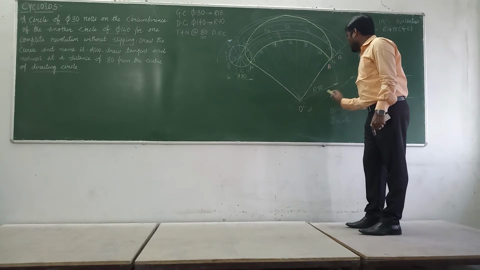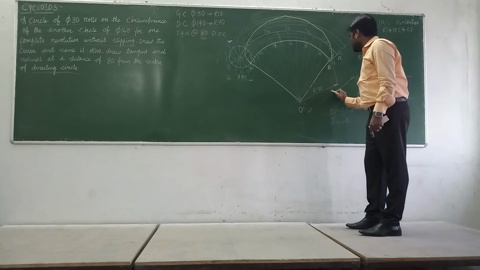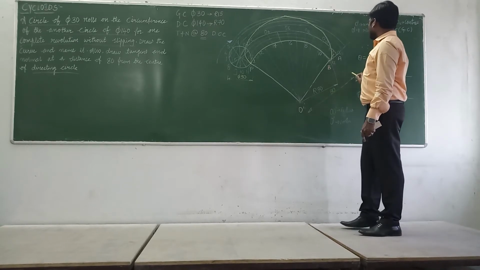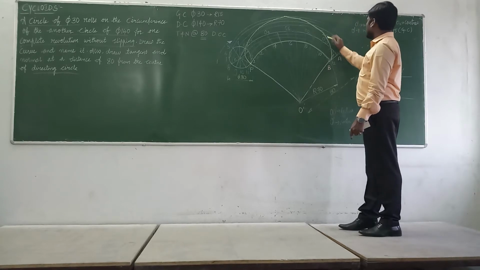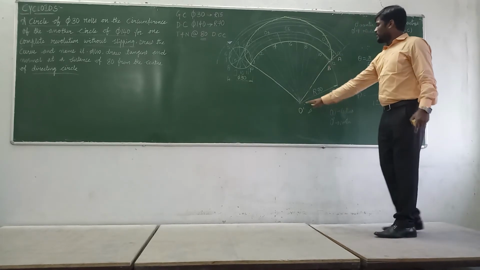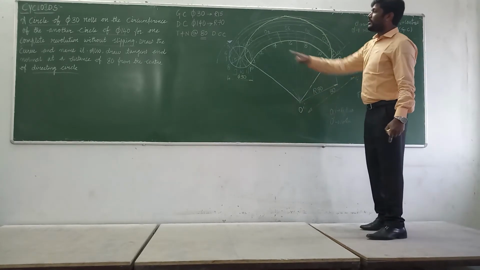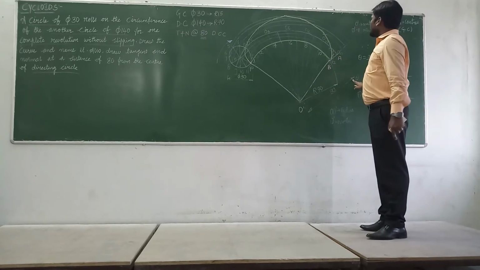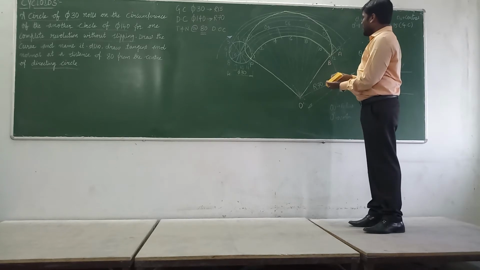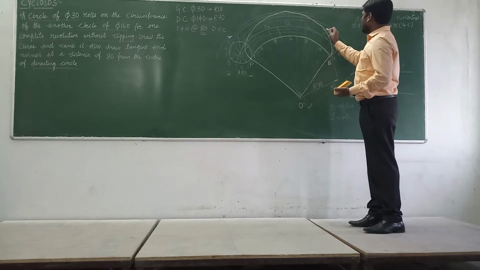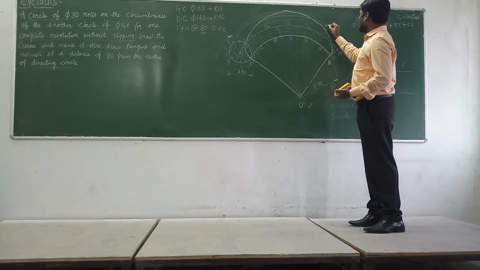The tangent and normal. This is 80. That means it is somewhere here. Let me mark, this is 80. So this is my 80. From the center of the circle, draw tangent and normal. This is similar to the general method which I explained. So naming this point as M.